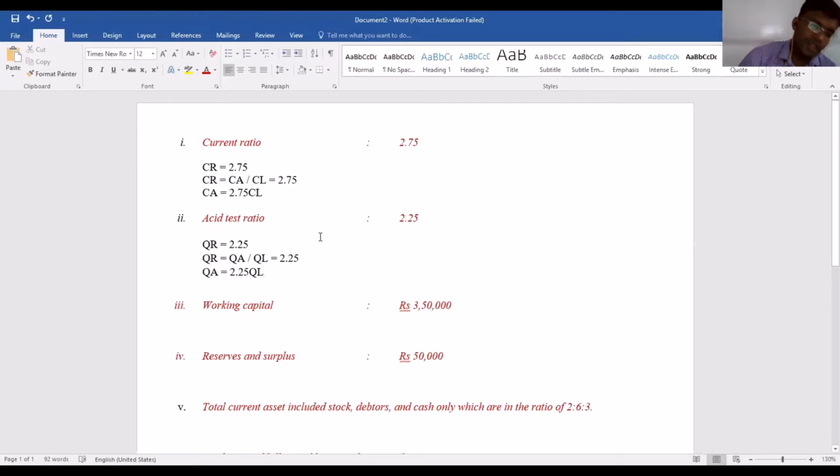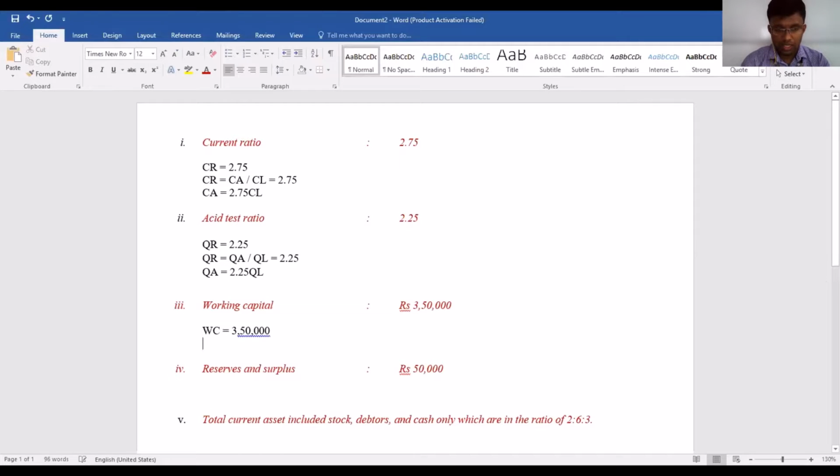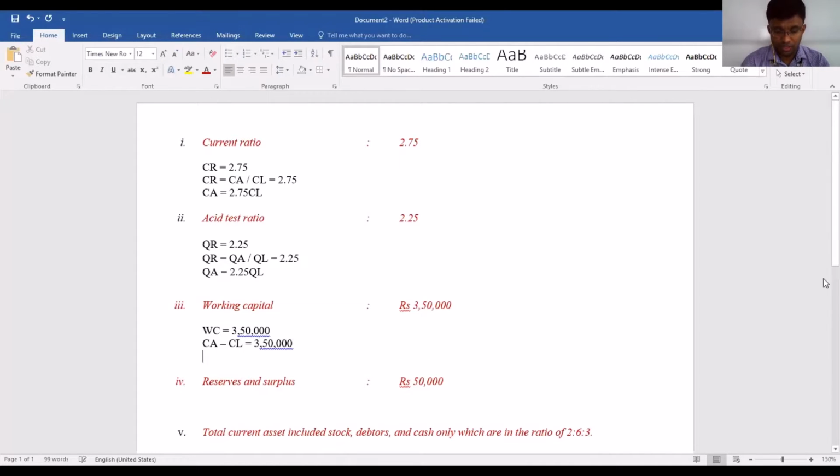So this again, we are not able to solve any further. So we are moving on to the next piece of information. Next piece of information tells us that working capital is equal to 3,50,000, or current asset minus current liability is 3,50,000, or current asset is equal to 3,50,000 plus current liability. Okay, so we've solved until here.